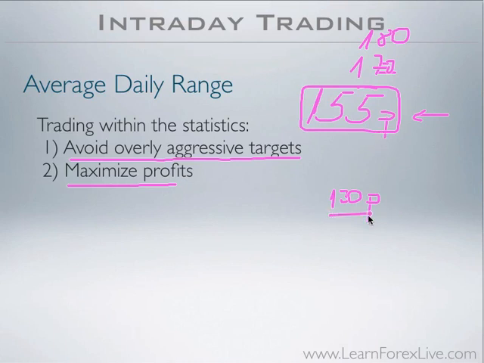If you only go for 130 pips, then you will be effectively leaving, well, these many pips on the table, right? You don't want to do that. You want to maximize your profits whenever you find an actual profitable trading opportunity. Doesn't that make sense? So the average daily range again is going to help us in both regards, avoiding locating our targets at overly aggressive levels, but at the same time helping us maximize our profits.